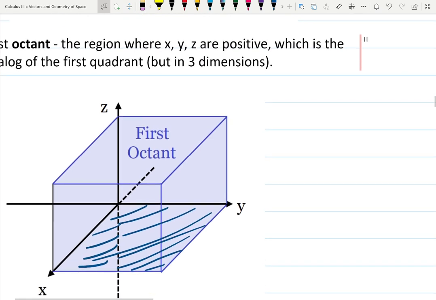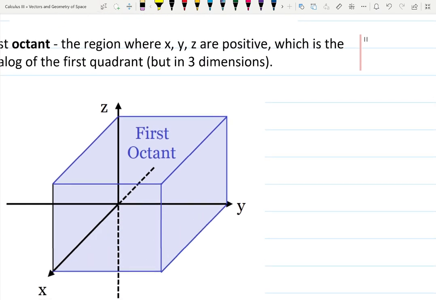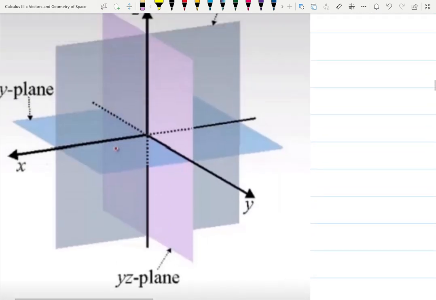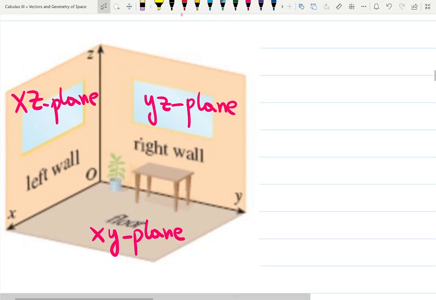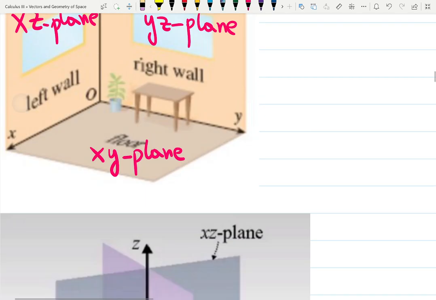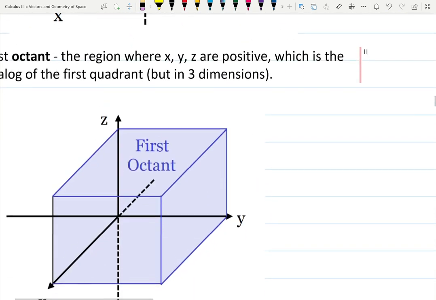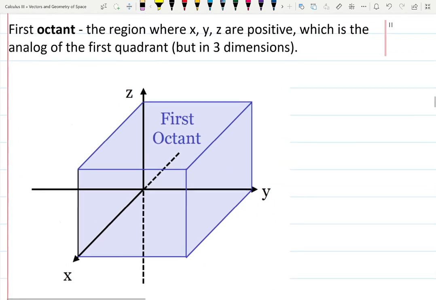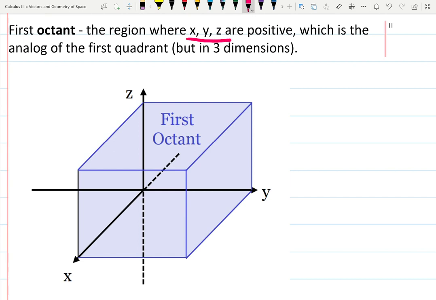First octant, check it out, it's beautiful, that's what I was telling you. This room representation creates a first octant. This is a room, right? This room will be called first octant. The first octant, by the definition, please write it down. X, Y, and Z are positive. That's called first octant. Used to be quadrant, right? That is analog of the first quadrant, but in 3 dimensions.